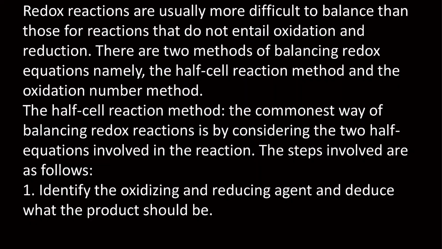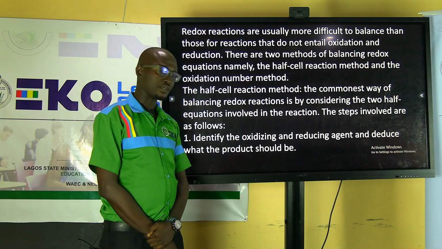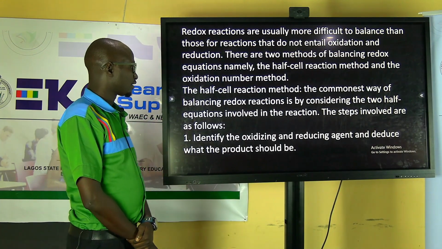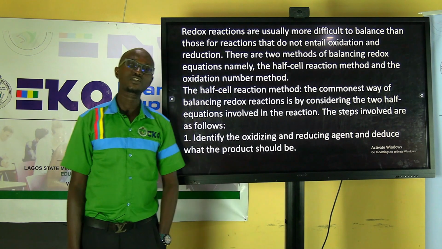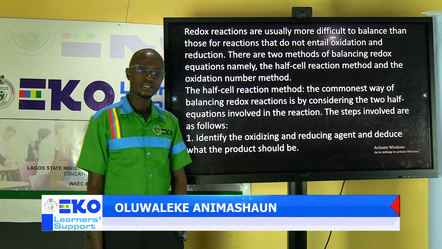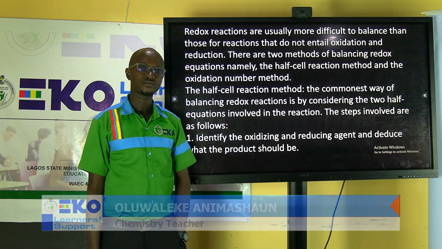In the half-cell reaction method, the commonest way to balance redox reaction is by considering the two half equations involved in the reactions. What do we mean by this? The first thing is for us to identify the oxidizing agents and the reducing agents. Remember, students, in our previous class, we have already been told how to identify oxidizing agents.